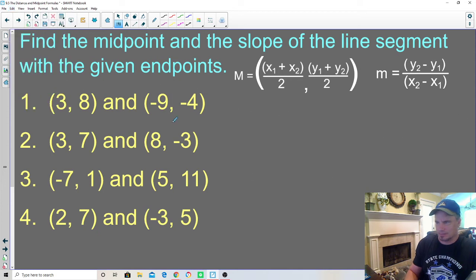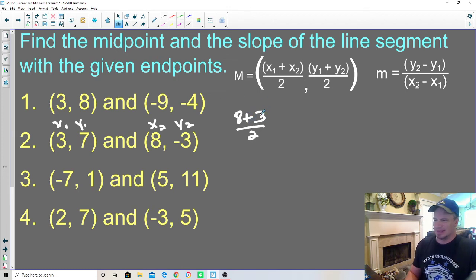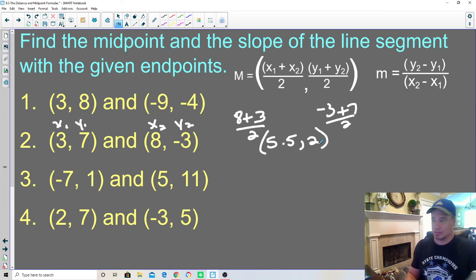Let's do another one. Okay, midpoint. We're going to add the x's and divide by 2. Add the y's and divide by 2. Again, I'll show my work one more time. The rest of the time, we'll just do it in our head. Okay, it's going to be 8 plus 3 divided by 2. That's going to be 11 divided by 2. So it's just a decimal, so it's just 5.5. Okay? Now the other one is negative 3 plus 7 divided by 2. That gives me 4 over 2, which is 2. So my answer is 5.5 for the x value and 2 for the y value.